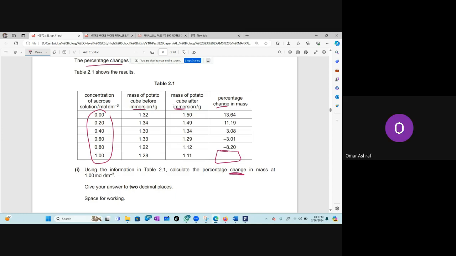Final minus initial, over initial, times 100. Yes. Okay. And the answer will be negative. This is normal, like the other two answers. Read the question carefully. Use the information in table 2.1 to calculate the percentage change in mass at 1 mole per decimeter cubed concentration, and give your answer to 2 decimal places.